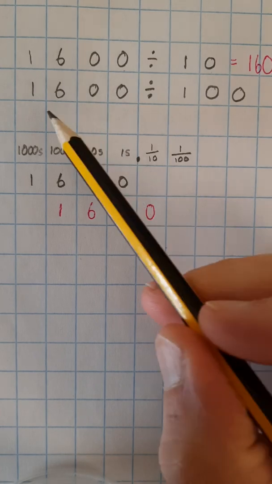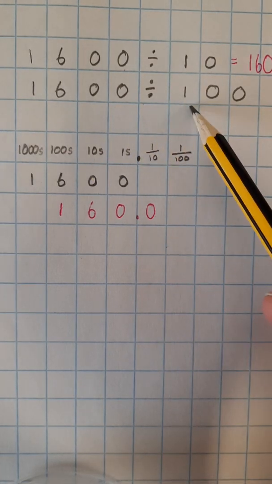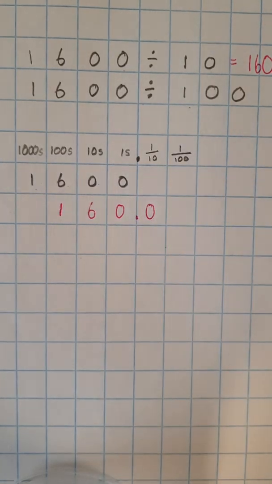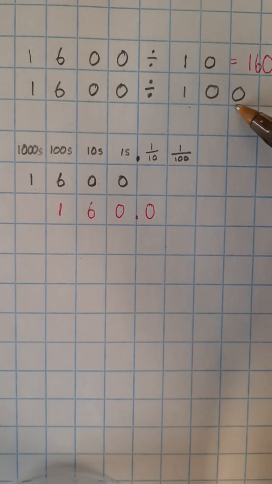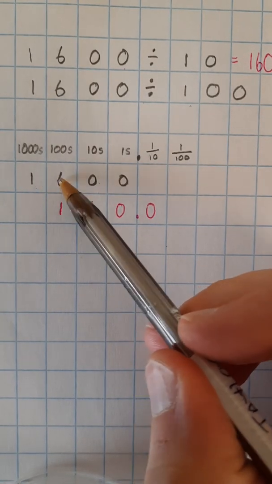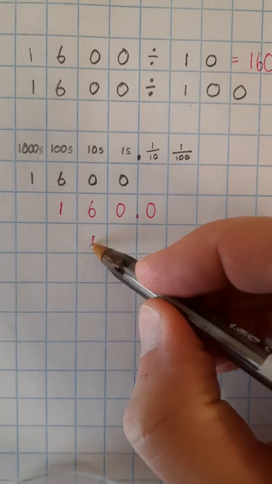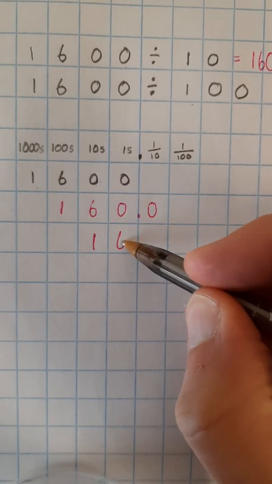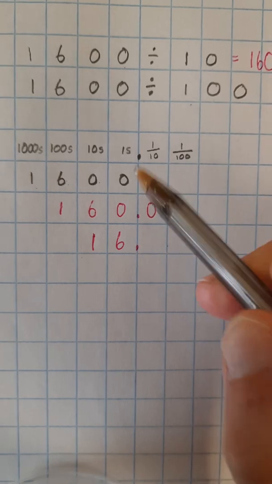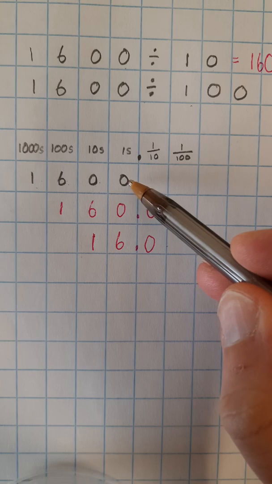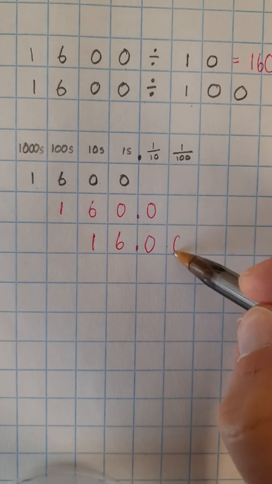So if we have a look at 1600 divided by 100, so here is our 1600, and if we divide it by 100, we're going to move it down 2 places. Okay, so we move it down 2 places. So our 1 will move down 2 places. Our 6 will move down 2 places. The 0 will move down 2 places, and the 0 here will move down 2 places.